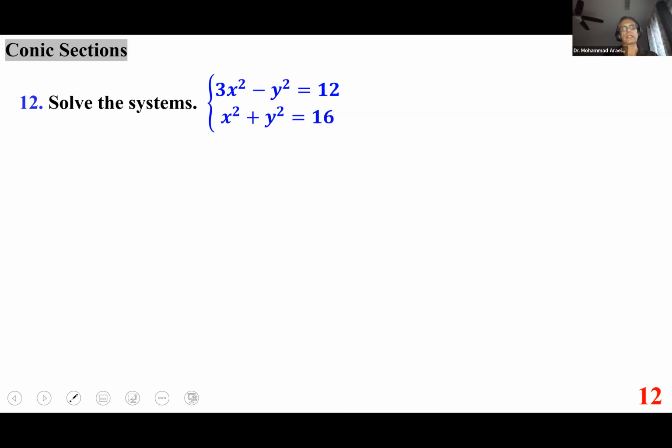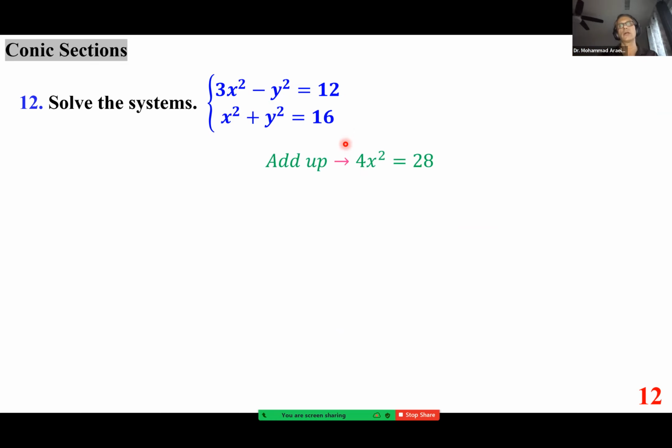We want to solve this system. Again, remember substitution or addition, elimination, whatever works. There's really not much you have to do. Just add them up. These two cancel each other. So 3x squared and x squared gives us 4x squared. 12 and 16 gives us 28. Divide by 4, x squared is 7, so x is plus minus square root of 7.